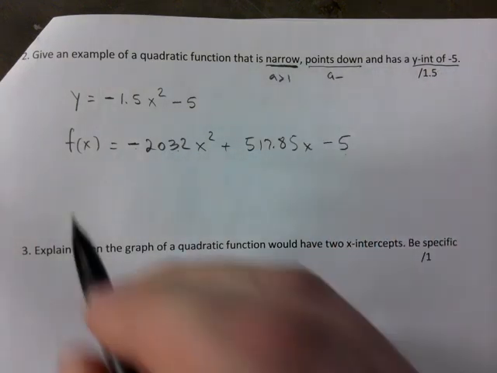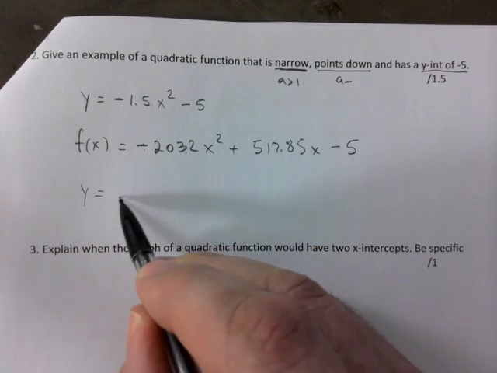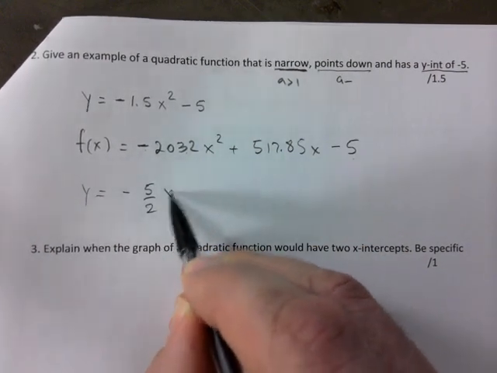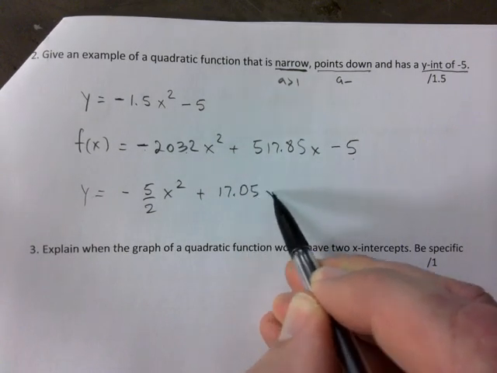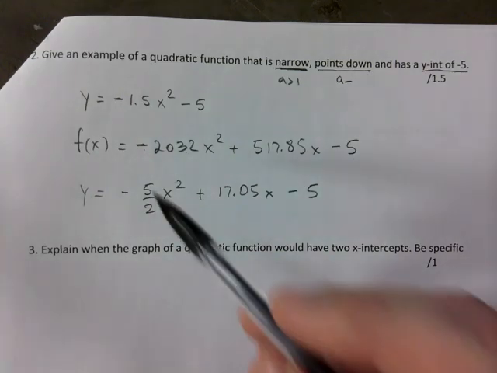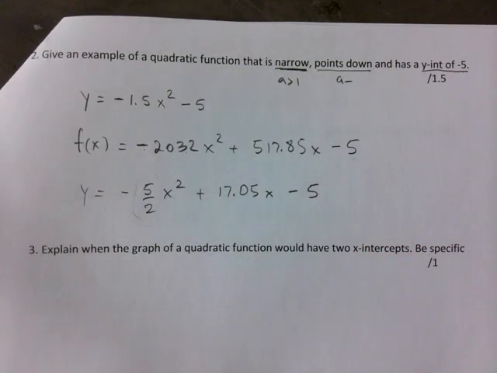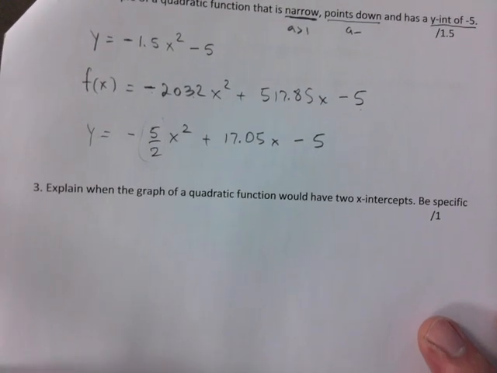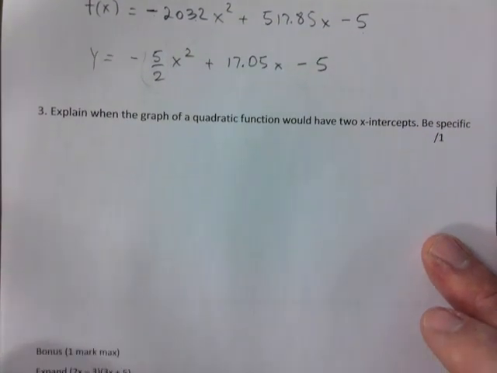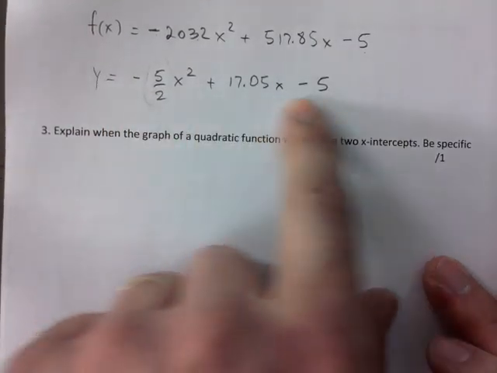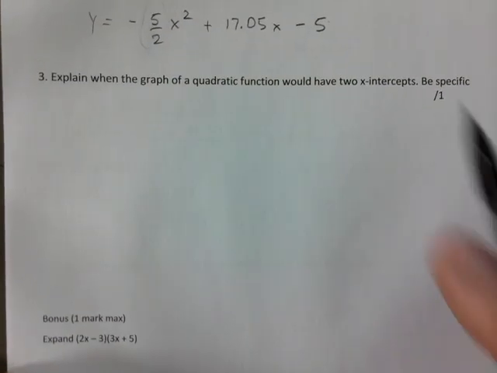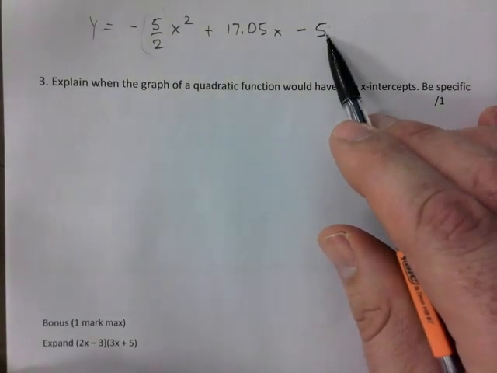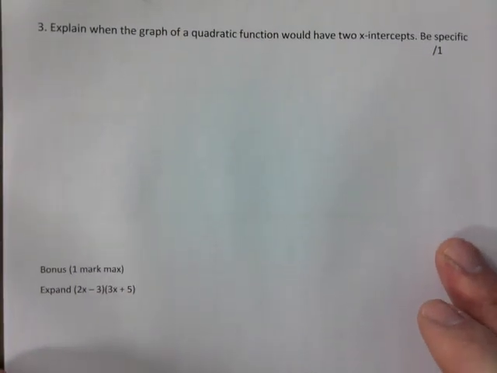Okay. If you want to go one different one would be -5/2 x squared plus 17.05x minus 5, right? A is still bigger than 1 because it's 2.5. You get it. I think you get it, right? Enough examples? I think so. Okay. If you want to go real crazy, you just grab big numbers for everything, except this has to be -5, right? Or you can go 25/5. That'd be like really out there, right?